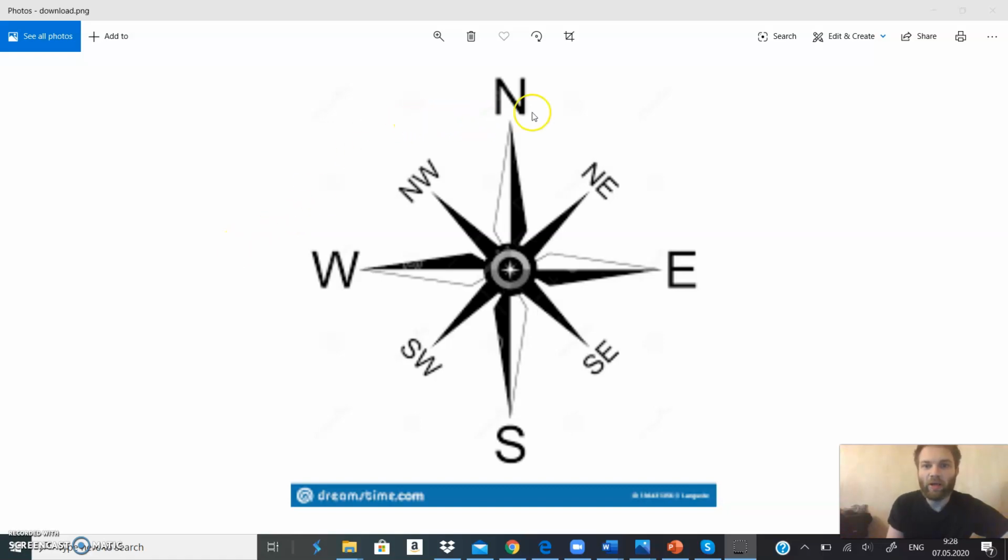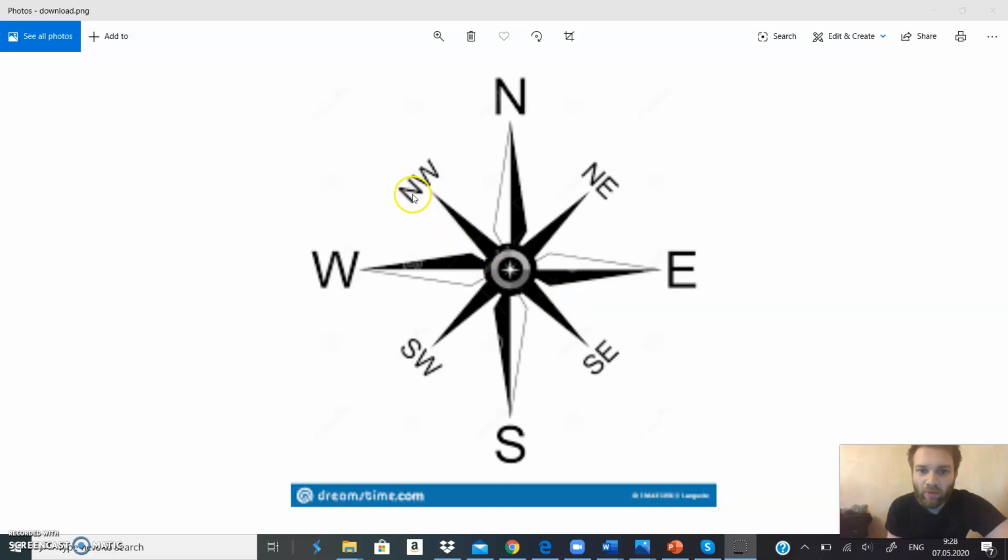So I'm going to have this photo in your classroom pack for today, so you can have a look if you need to. These are the main directions that we need for this lesson. We've got north showing this way, east this way, west this way, south this way. Those are the four main ones, and as you can see, these smaller ones are just combinations of the main ones.